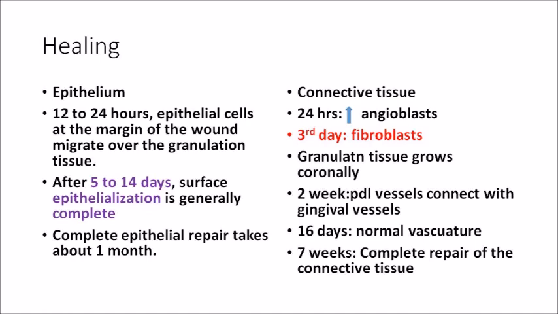In connective tissue, what all are the changes happening? By 24 hours, there is an increase in the number of angioblasts. So, it is going to help in the formation of blood vessels. By third day, the number of fibroblasts increases. Okay, fibroblasts start appearing by third day.